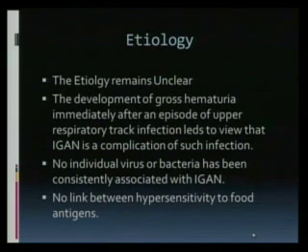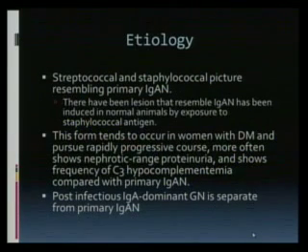And the etiology is not really well understood, the exact cause. You get the development of gross hematuria immediately after an episode of upper respiratory tract infection. So they were always thinking that maybe it's a viral related disease, since this was a setting in which they sometimes saw it. So they thought maybe it was a virus or bacteria causing IgA nephropathy, but they weren't really able to isolate anything. There has been no link with hypersensitivity to food either. And then they also saw that patients who have strep or staph infections kind of resemble primary IgA nephropathy.